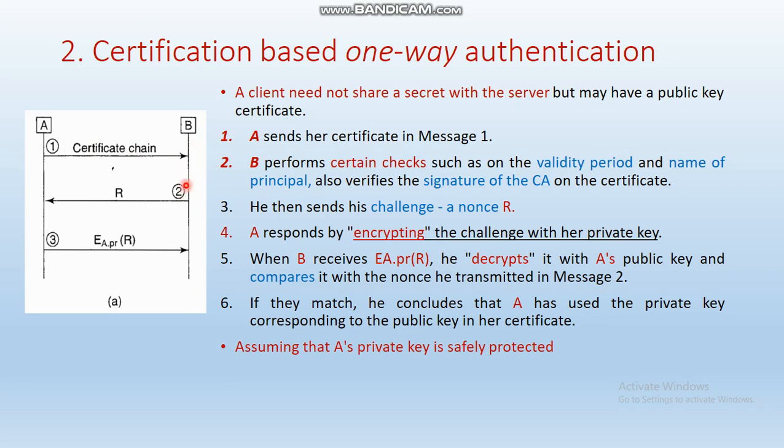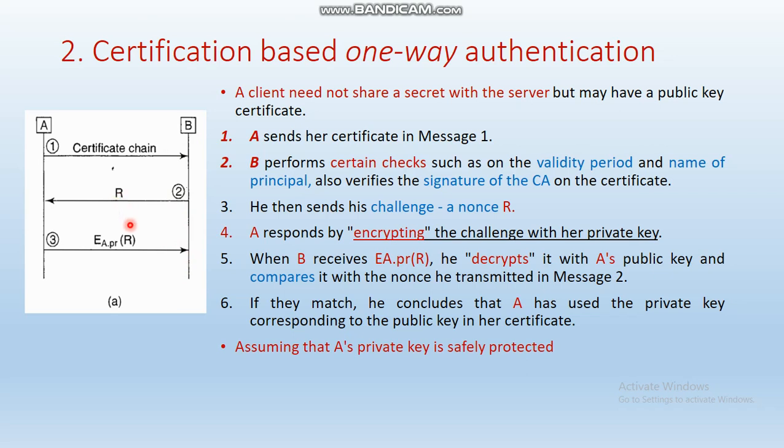Okay, and again B chooses a particular value, that is a random value R, or we call it a nonce, and sends it back to A. And now A responds by encrypting the challenge with her private key. So A is using A's private key to encrypt the R value, and that encrypted R value is being sent to party B.